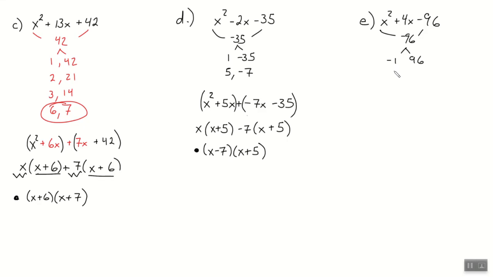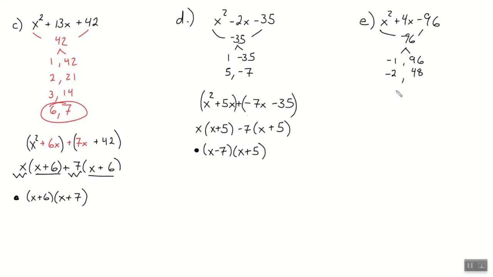Okay, so it's not these. 2 goes into 96, 2 and 48. Do those add up to 4? But notice what's happening. And if you haven't ever noticed it or thought about it, these add up to 95, right? That's way off. What do these add up to? Are we getting closer? Okay, 3 does not go into 96.